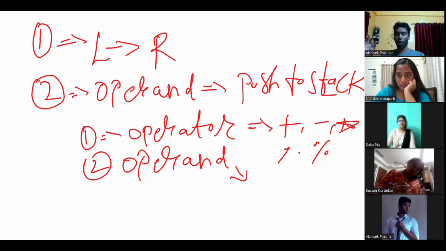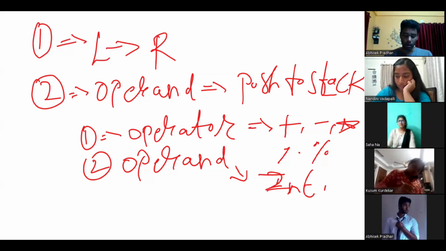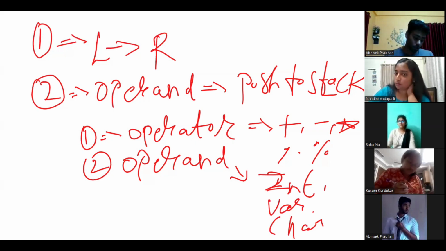So you need to understand this. Operands are those on which the operators act in order to produce a result or to perform any other function. In today's explanation, we'll be talking about basic operands, like integers, variables, characters, etc. So this is step 2.